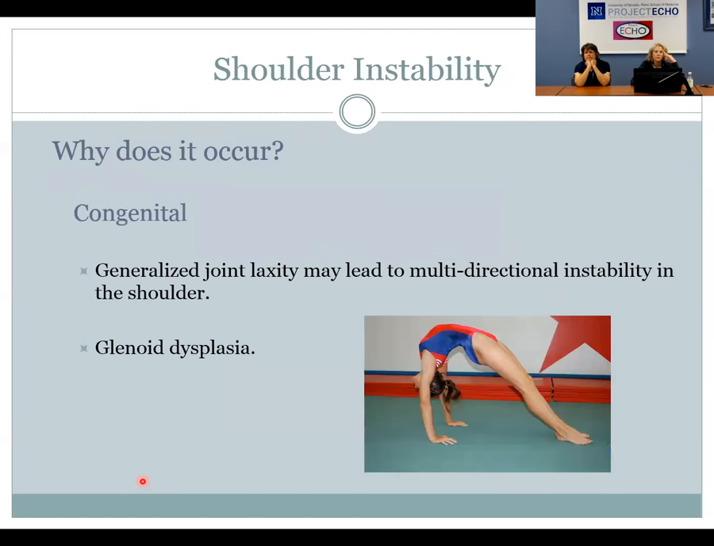So why does shoulder instability occur? Certainly, some of these athletes have congenital reasons why their joint laxity might lead to instability. Gymnasts are a very common example of this. Oftentimes, multi-directional instability can lead to micro tears in the capsule and can sometimes lead to a secondary rotator cuff impingement. Glenoid dysplasia, meaning when the glenoid isn't fully formed and instead of being a cup is flatter, is really like dealing with an incomplete golf tee. That can also lead to instability.